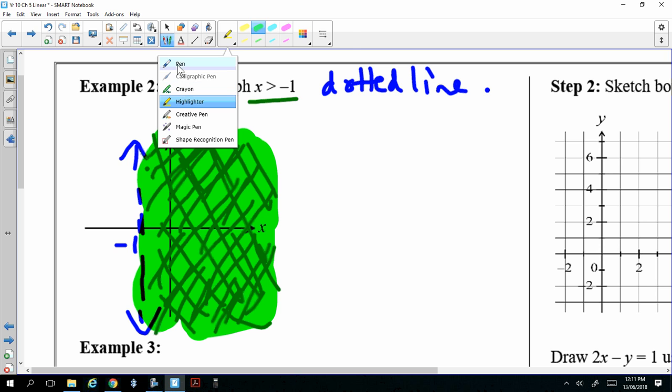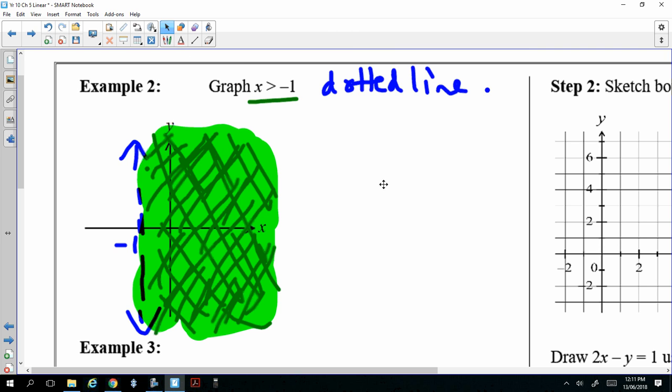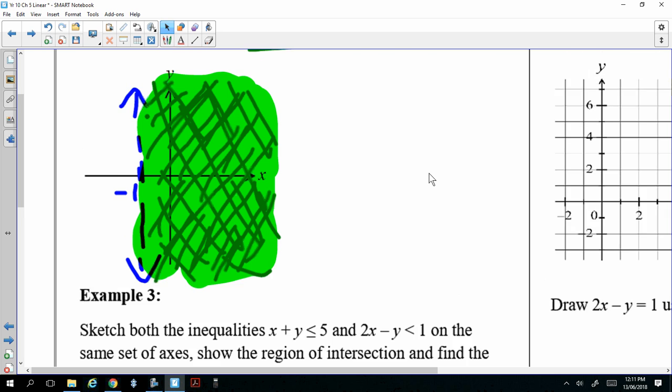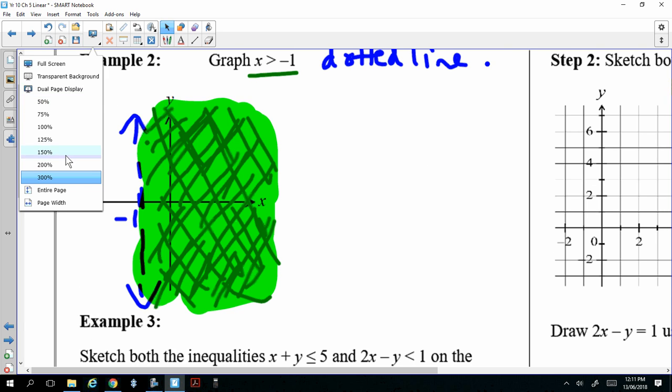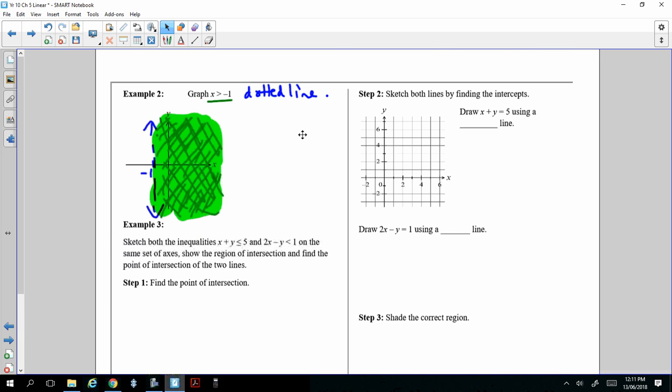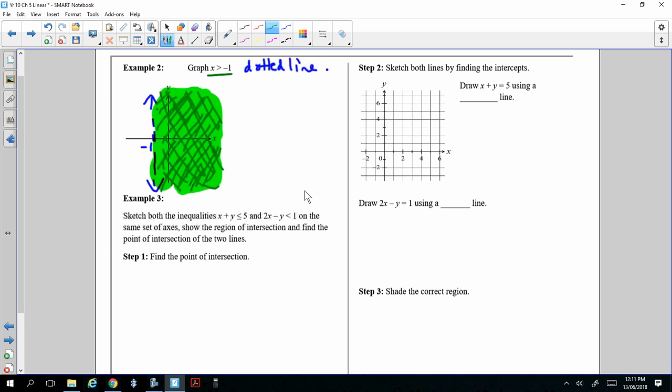What else are there? We've got example 3. Example 3 is a little bit harder, so we have to go through all the steps. We have to shade 2 regions and combine them together. Sketch both inequalities on the same set of axes, show the region of intersection, and find the point of intersection of the 2 lines. So your first step is to find the point of intersection of the 2 lines.